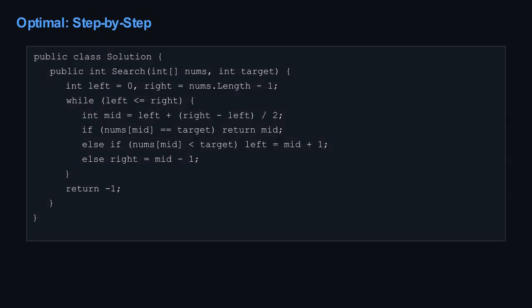Let's trace the example. Start with left 0, right 5. Middle is 2, value 3, less than 9, so left becomes 3. Now left 3, right 5, middle 4, value 9. We found the target at index 4 and return it.